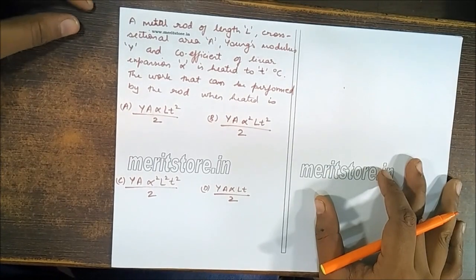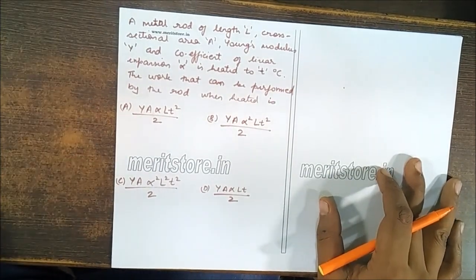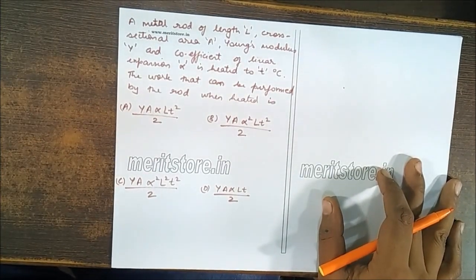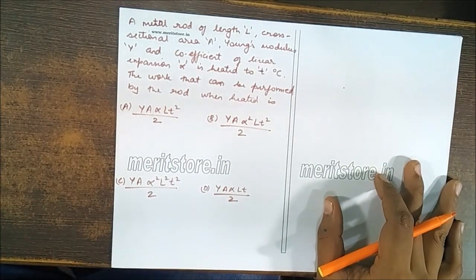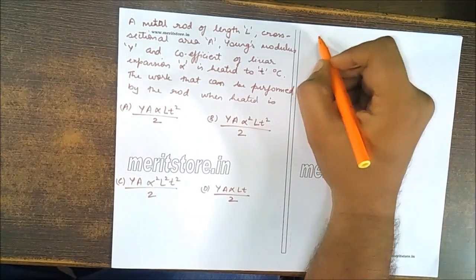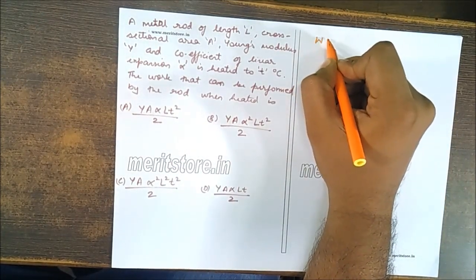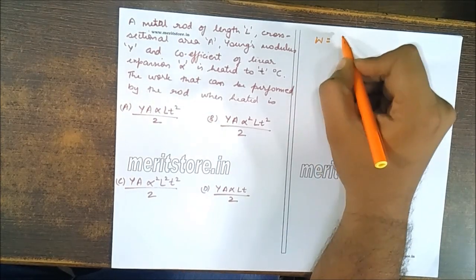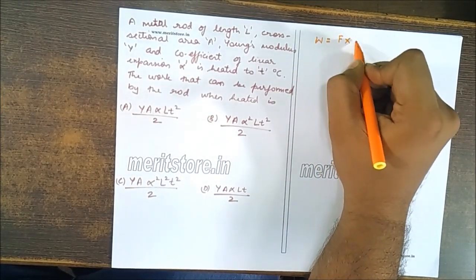The next question: a metal rod of length L, cross-sectional area A, Young's modulus Y, and coefficient of linear expansion alpha is heated to T degrees Celsius. The work that can be performed by the rod when heated is. Now if I want work, W is equal to force into displacement.